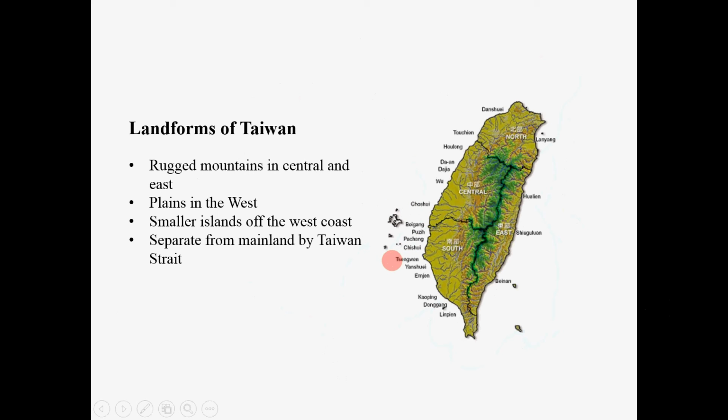There are some small island groups off the west coast, and between Taiwan and mainland China, right here, you have the Taiwan Strait.